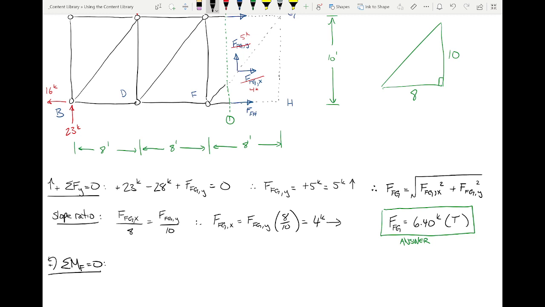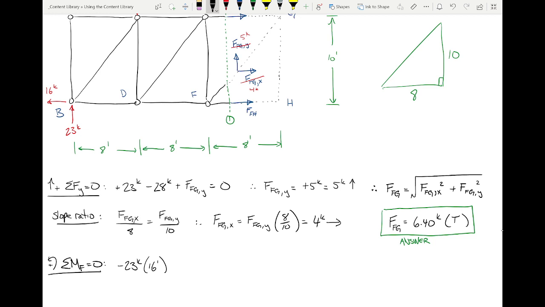Question. This 16 kip reaction over here at point B, that's 16 kips to the left. Do we need to consider that when we sum moments at F? Why? It goes right through F. What about the 23 kips? You bet. Positive or negative moment? Negative moment. How far from F? 16. There you go.